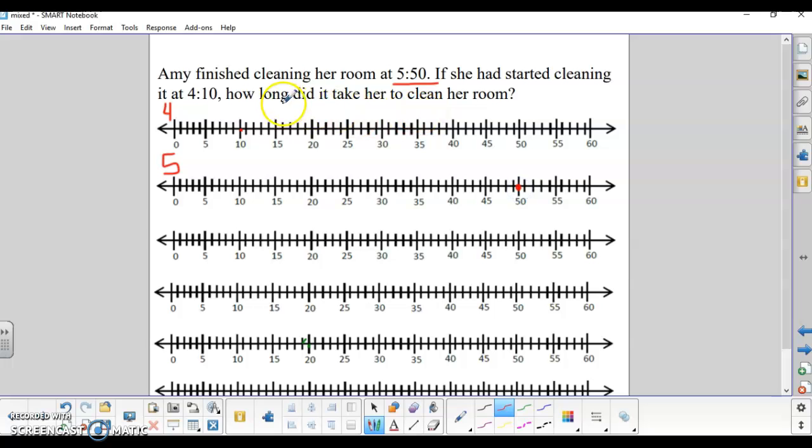Now I need to figure out how long she cleaned her room. So the first thing I'm going to do is count my hours. I have 1 hour. Now I need to count my minutes. 5, 10, 15, 20, 25, 30, 35, 40. So it was 1 hour and 40 minutes would be my answer.